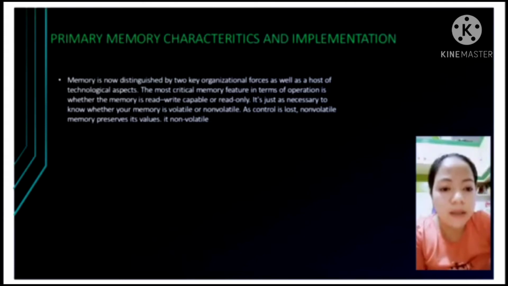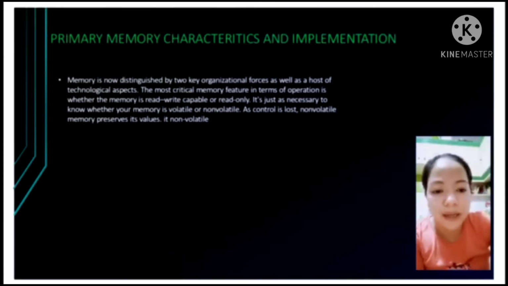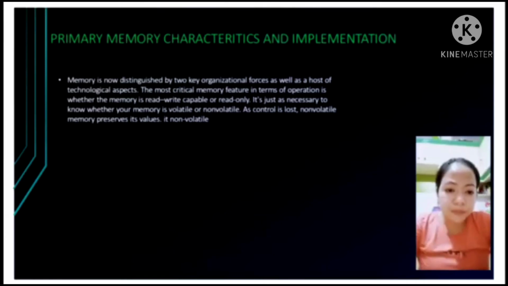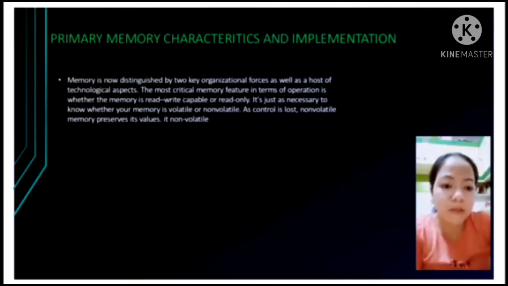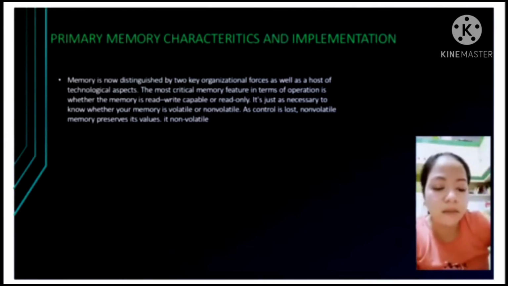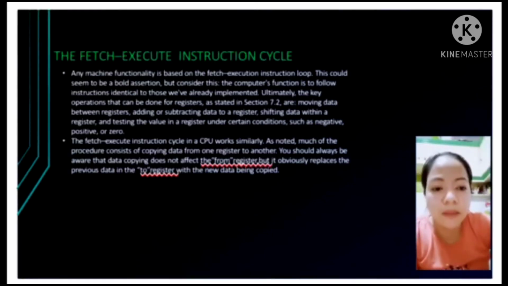Primary memory characteristics and implementation. Memory is distinguished by two key organizational forces as well as a host of technological aspects. The most critical memory feature in terms of operation is whether the memory is read-write or read-only. Volatile memory loses its values when power control is lost. Non-volatile memory preserves its values.